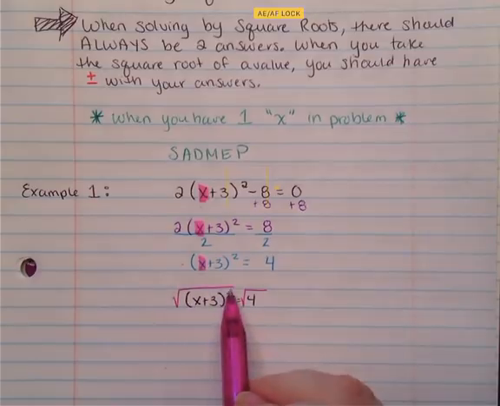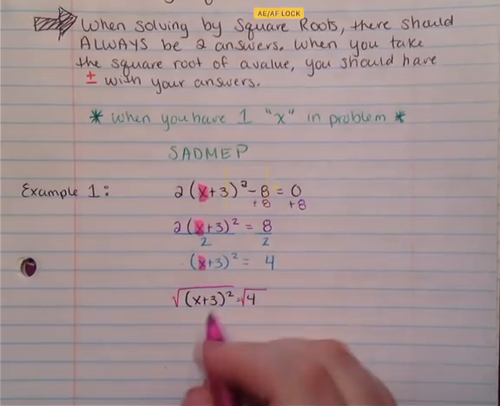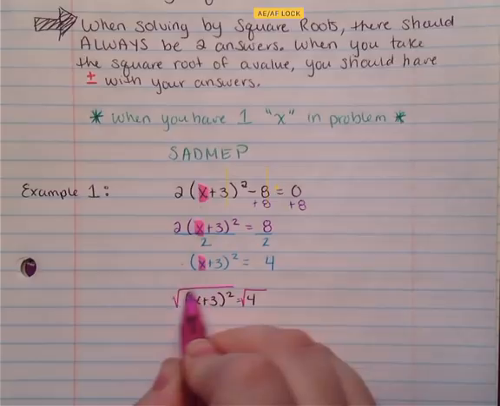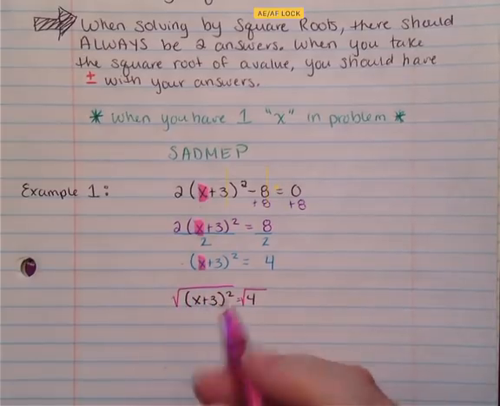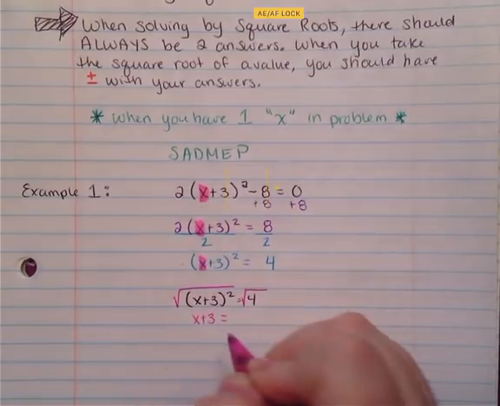Now the square root and the square are inverses of each other, so that means that these will cancel each other out. And we'll be left with the x plus 3. Now the square was attached to the parentheses, so we can get rid of the parentheses because it's going away with the square root. So we'll have x plus 3 equals.